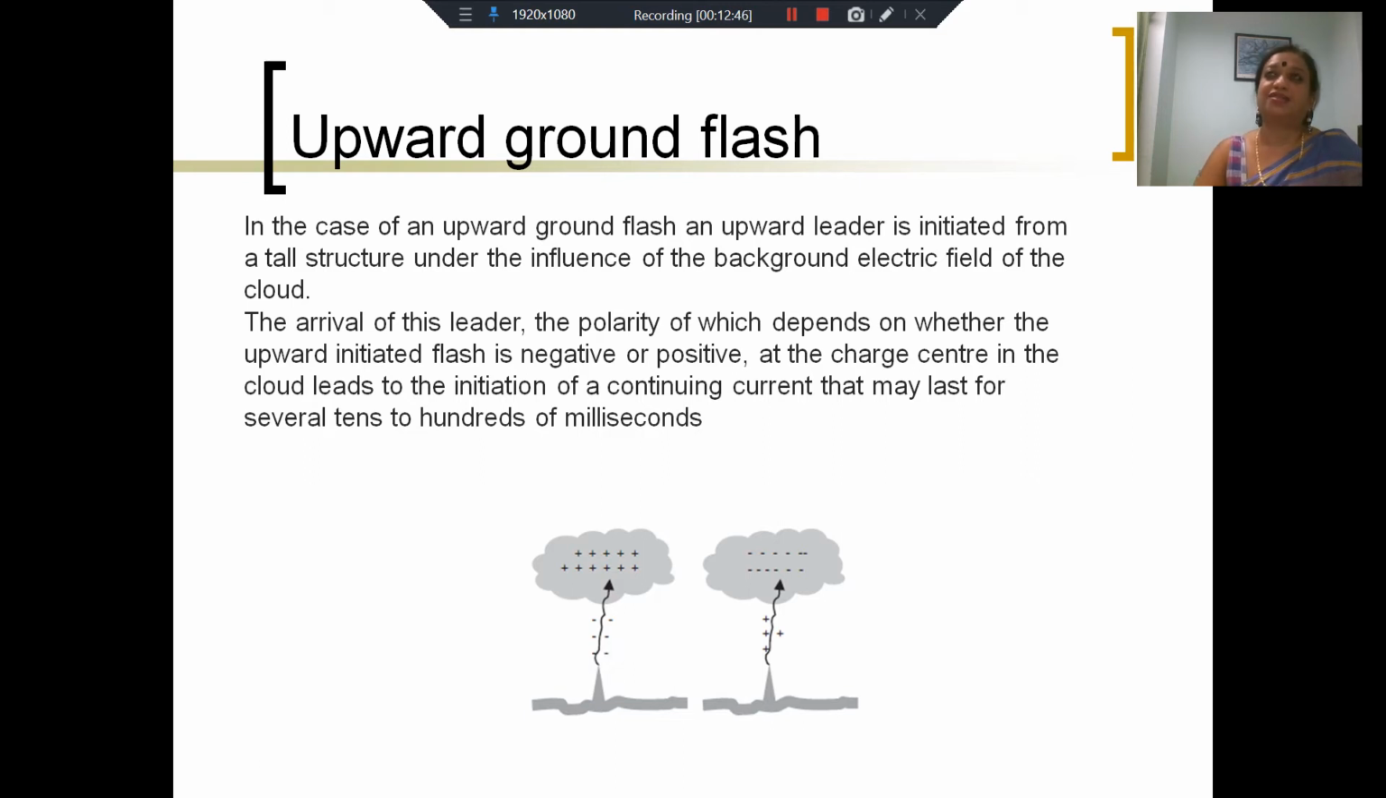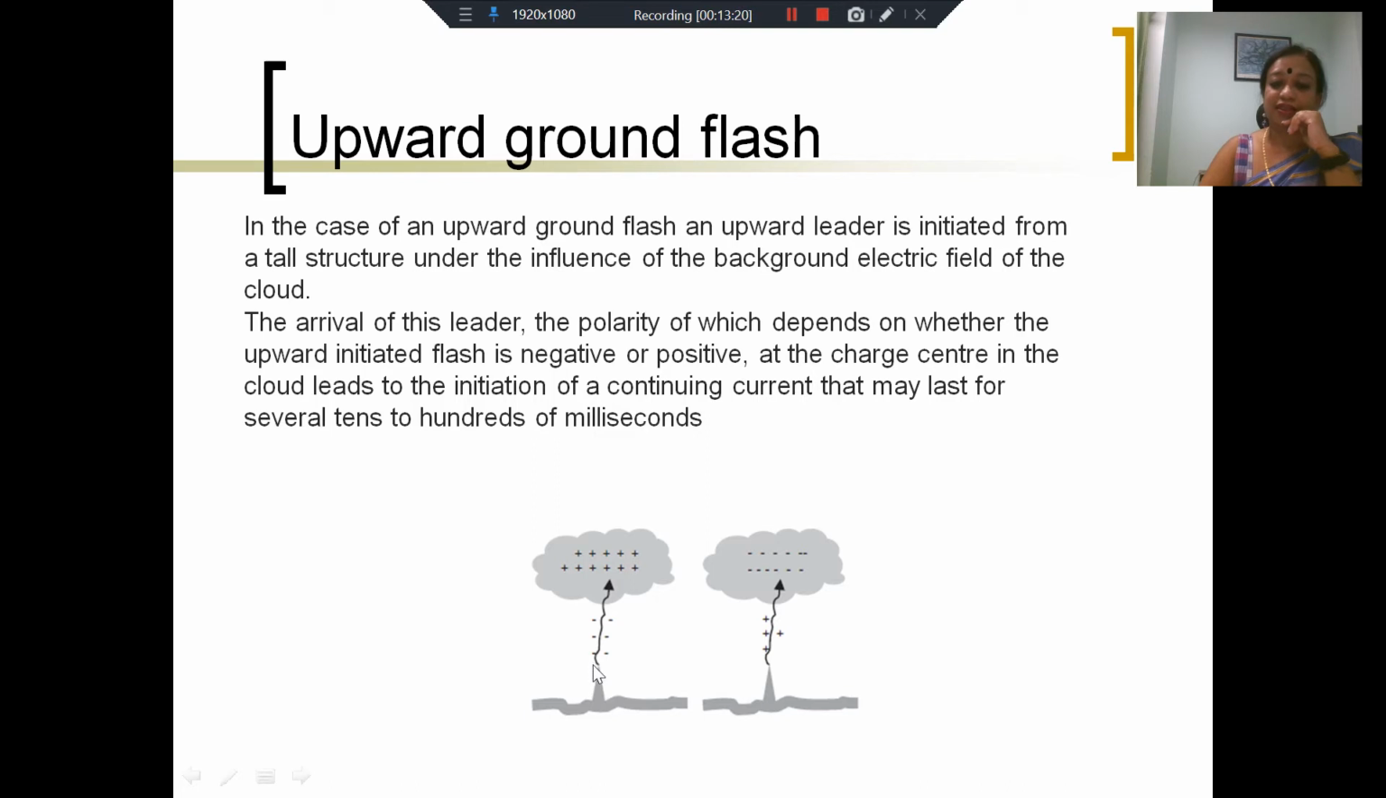That is how an upward ground flash is initiated, because an upward leader is initiated from a tall structure under the influence of the background electric field of the clouds. Then this leader propagates towards the clouds. The charge on this leader can be negative or positive. It depends on what kind of charge center you have on the clouds. If you have a positively charged center on the cloud, you will have a negative upward flash, and vice versa.